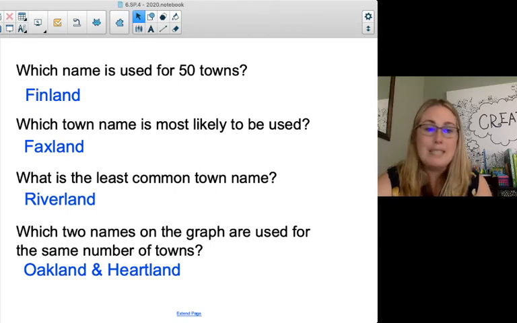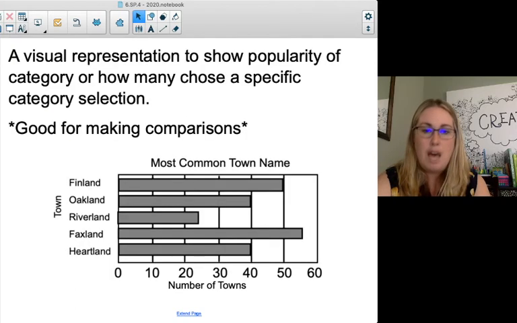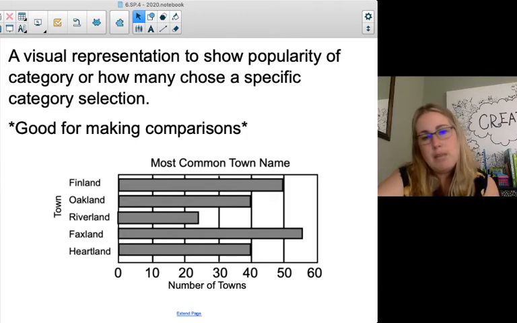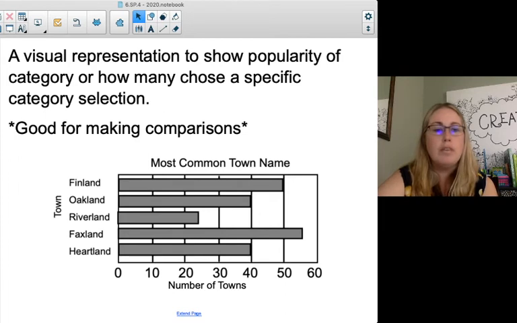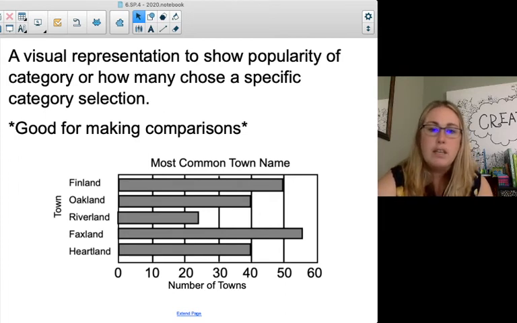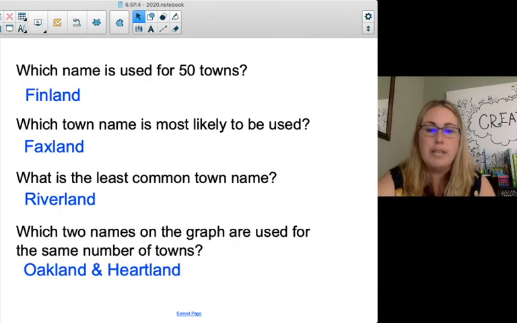What is the least common town name? Least common. What is the smallest data set that we're looking at? We can see here that Riverland only goes maybe 25, maybe a little bit less than 25. So Riverland is definitely the least common of these town names. So that will be Riverland.